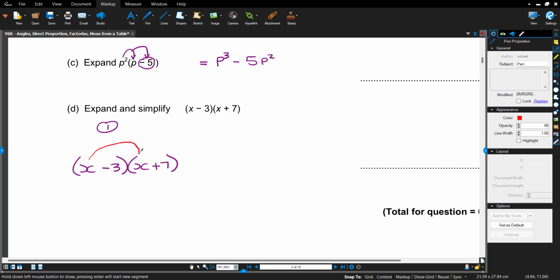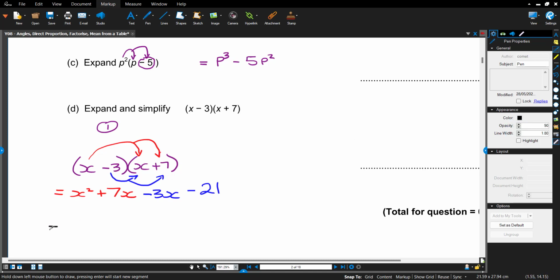So you get x times x, that equals x squared, and then we're going to get x times +7 is +7x. And I'll just change the color so you can follow. So then we get -3 times x, which is -3x. And then we get -3 times +7, which is -21. So then they want us to expand and simplify, so we just collect like terms.